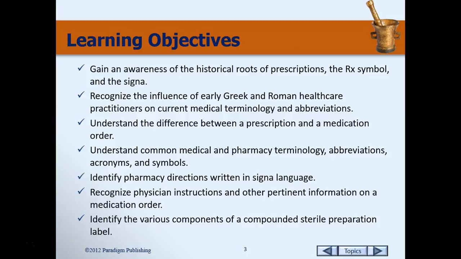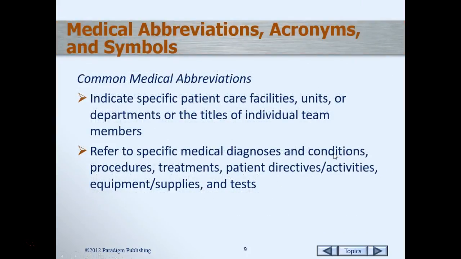Primarily this chapter, even though terminology and abbreviations as well as acronyms and symbols are a component, I'm just going to spend a little bit of time on that. You've covered most of that in Pharmacy Practice, Pharm 102. We will focus more on the physician instructions and how to read a label and the different parts of a label that are important for a compounded sterile preparation.